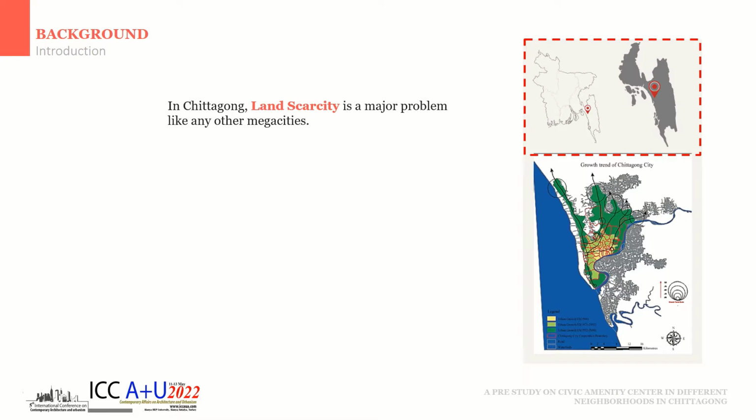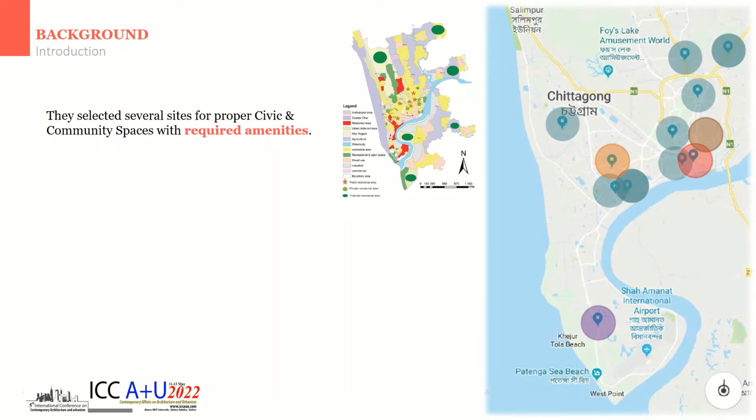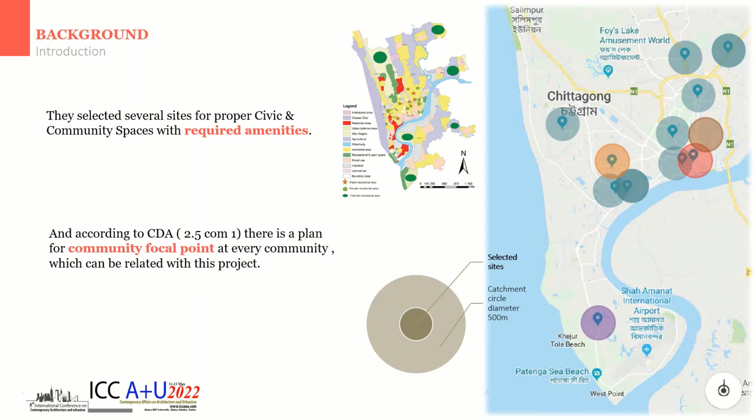So, our study area is in Chittagong. In Chittagong, land scarcity is a major problem like any other megacities. Due to land scarcity, there is no proper civic spaces around the city. With the help of World Bank and BMDF, Chittagong City Corporation did a survey all over the city. They selected several sites for proper civic and community spaces with required amenities. And according to CDA, there is a plan for a community focal point at every community, which can be related with this project.